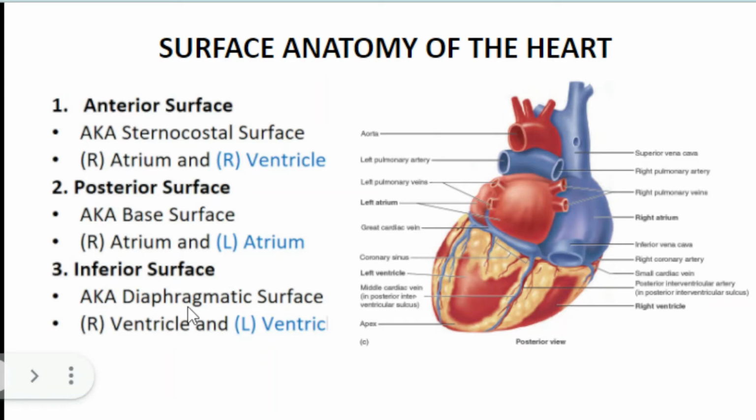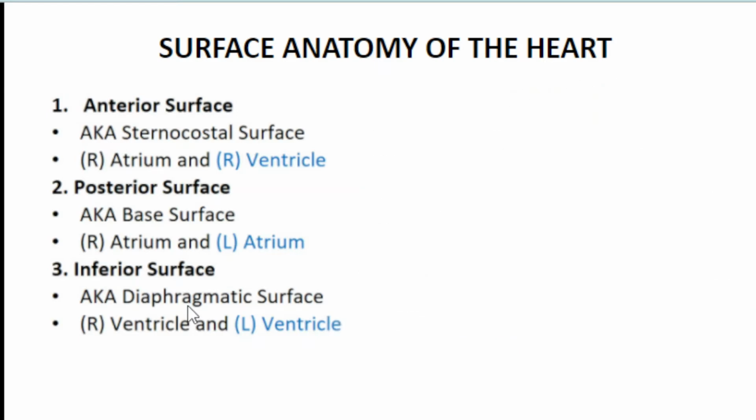And the two important parts of the heart that are found in the inferior surface are your right ventricle and your left ventricle. And we highlighted the left ventricle because it is the most inferior portion of the heart.